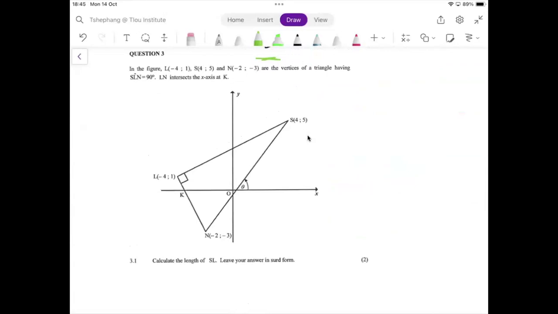Okay. Now, question 3. In the figure, L has the coordinates (-4; 1), S (4; 5), N (-2; -3). Those are the vertices of a triangle having angle L of SLN equal to 90 degrees. So it means that LN is perpendicular to LS, then LN intersects the x-axis at K.